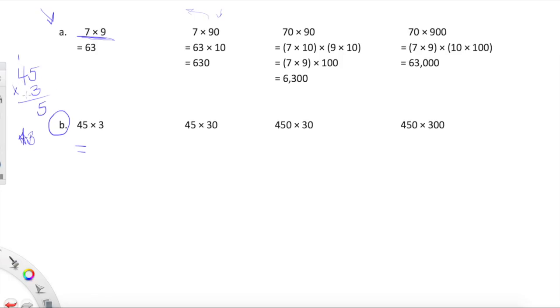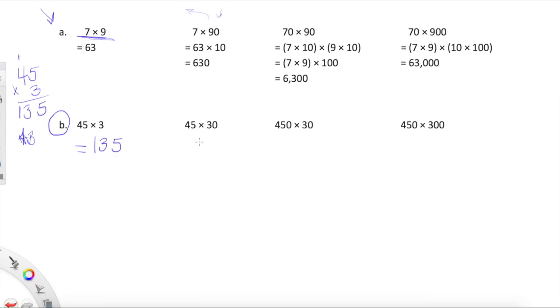That is sad. Okay, so we have 5 times 3 is 15. We bring our 10 over. 4 times 3 is 12, plus 1 is 13. So 45 times 3 simply is 135. Now let's look at 45 times 30.